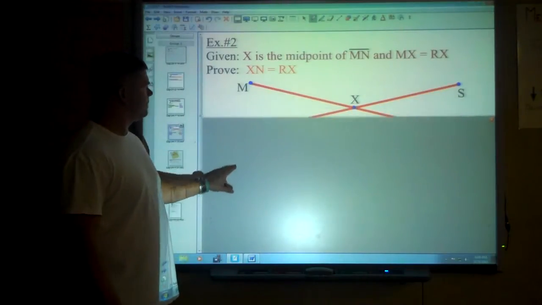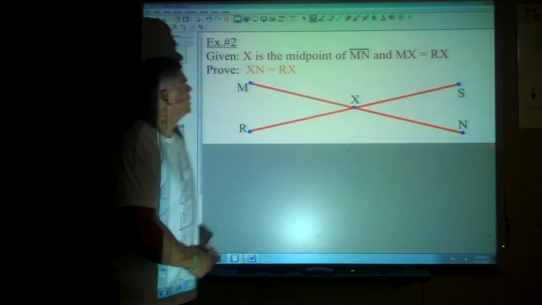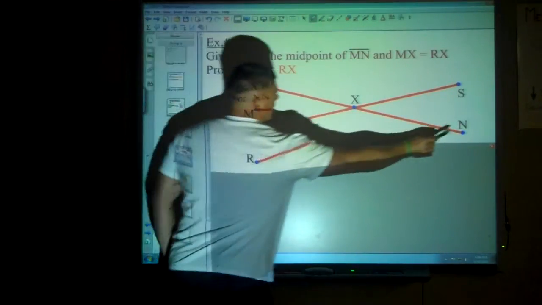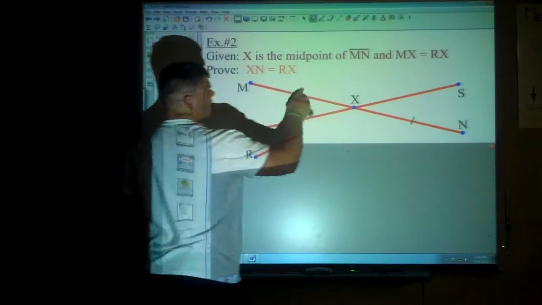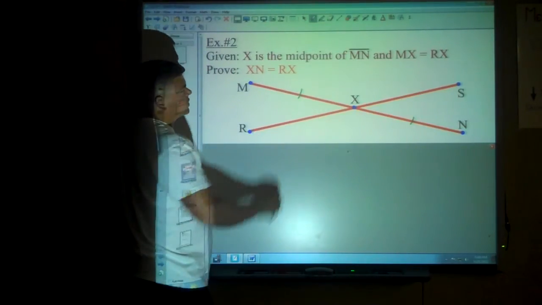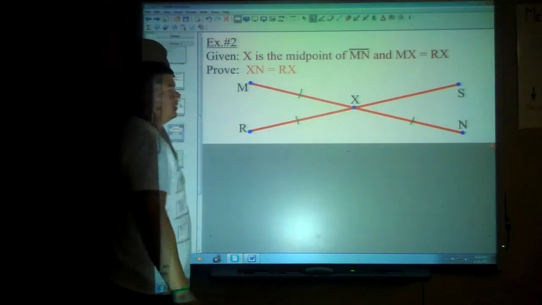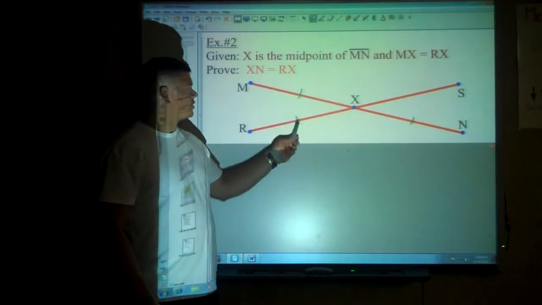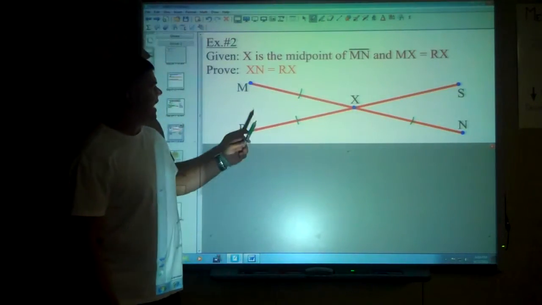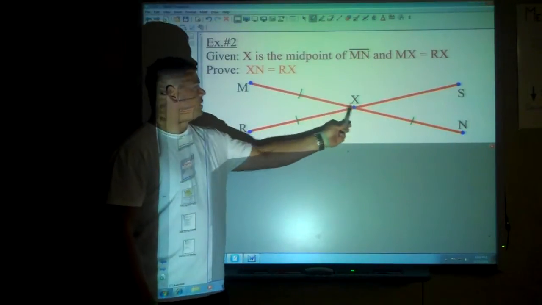So here's the diagram. And let's look at it in terms of what's been given to us. If we know that X is the midpoint of M to N, then that means these two values have to be exactly the same length. We also know that MX, which is here, is exactly the same as RX. That's been given to us. So we know these two values are the same. We know that that's the midpoint of those two. We are trying to prove that XN, which is here, is exactly the same as RX here.